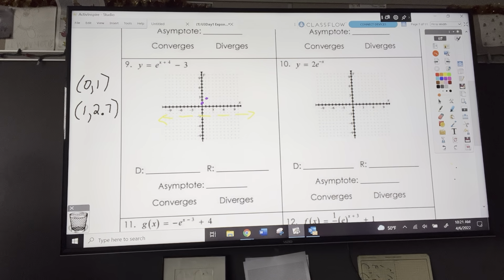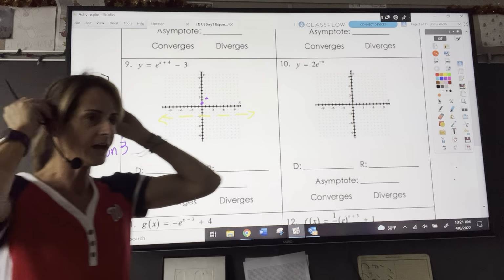Now we have to take those 2 points and shift them left 4 and down 3.